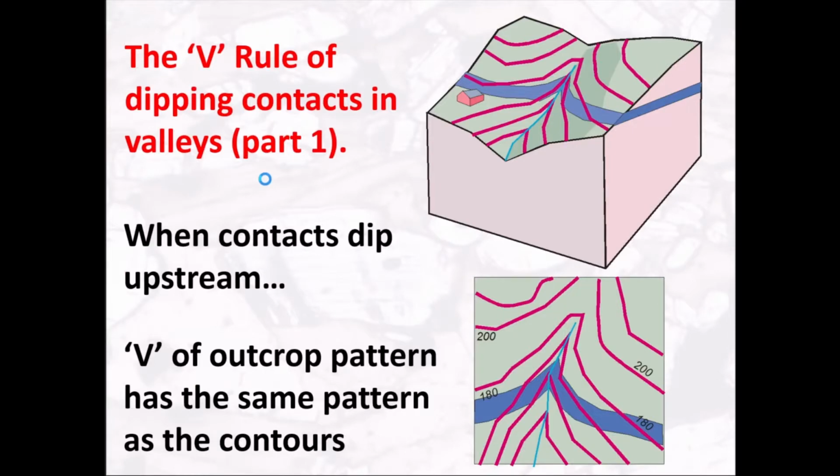Okay, there's something in map interpretation which we call the V rule of dipping contacts.